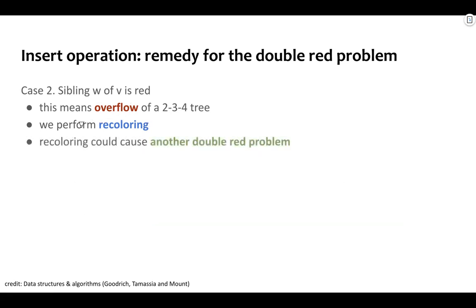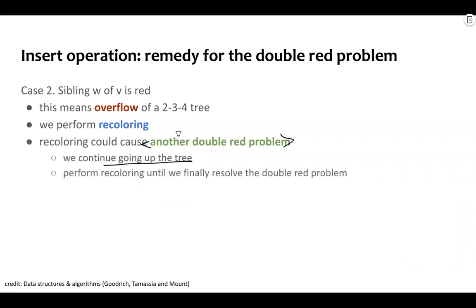However, this recoloring could cause another double red problem. If this happens, then we continue going up the tree and resolve all the double red problems. We perform recoloring until we finally resolve the double red problem. That's just what we need to do. So case 2 is pretty simple. What we need to do is just recolor, change the color of nodes. Then we can resolve the problem. So this was insert operation.